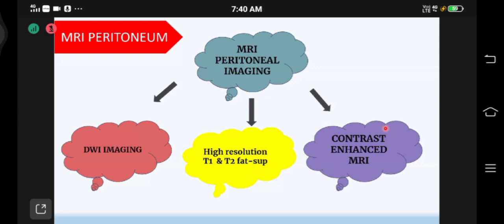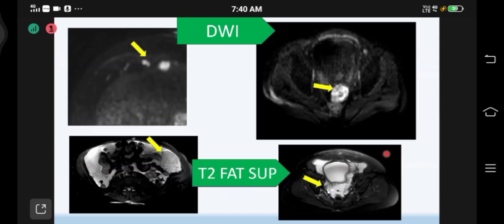Then we have contrast enhanced MRI. Just like we do for CT, we have gadolinium in MR, and again we do a similar kind of triple phase imaging, followed, for peritoneal imaging, by a delayed 5-minute scan. That particular scan gives us a nice delineation of the peritoneum. So in short, I would like to show these key sequences.